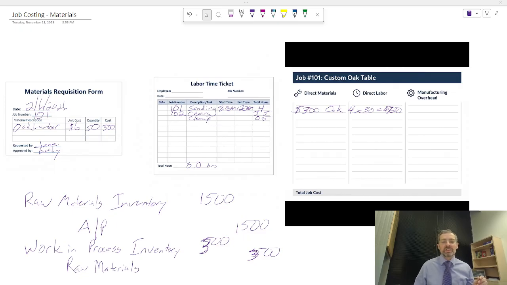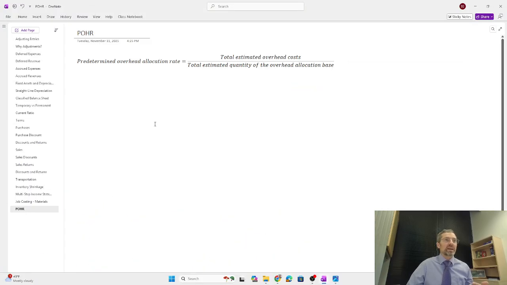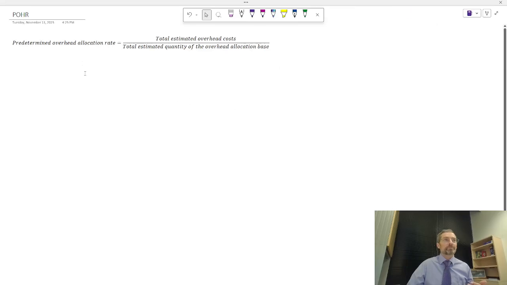So at the beginning of the year, long before any jobs are started, the accountant sits down with probably managers and the owner and entrepreneur, and they create what is called a predetermined overhead rate. It's a predetermined rate, meaning we calculate it in advance. It's going to be estimated. It's not going to be exact, but it should help us price our jobs and our products accurately so that we know we are making a profit. So let's go take a look at this formula.